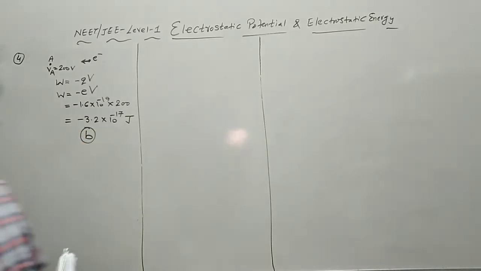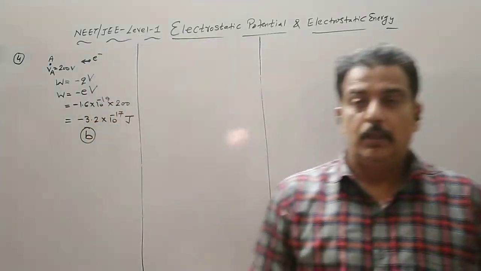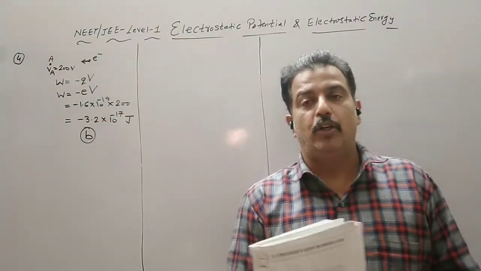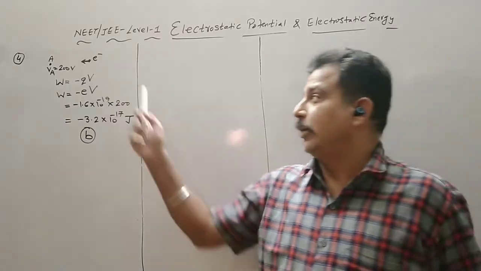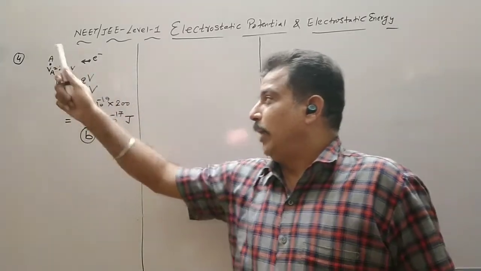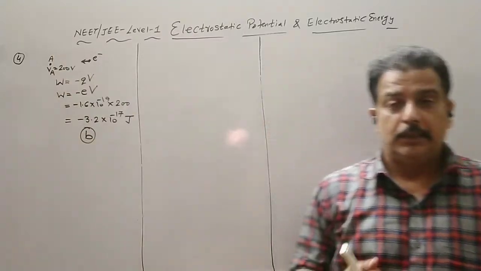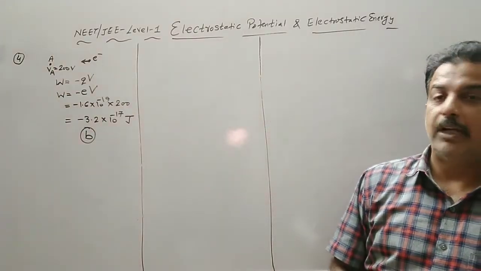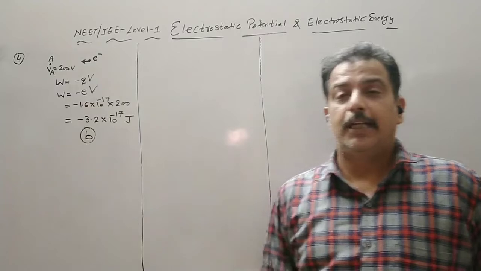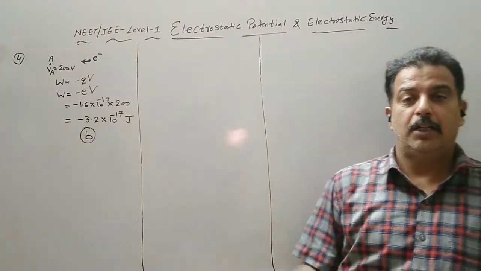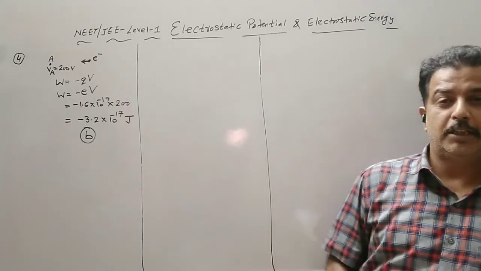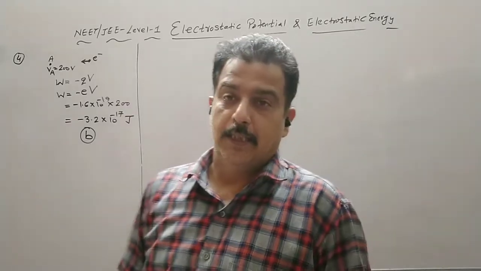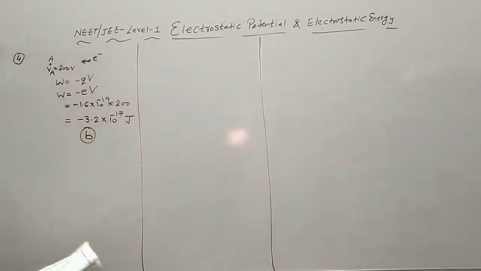So see here, either we do the work against the field or the work is done by the field. Now if we want to take an electron to a point which is at a high potential, then the work is done by the field, so we have to consider the negative sign. And if it is the work done against the field, then we know the formula for the potential was work done per unit charge. Now question number 5.